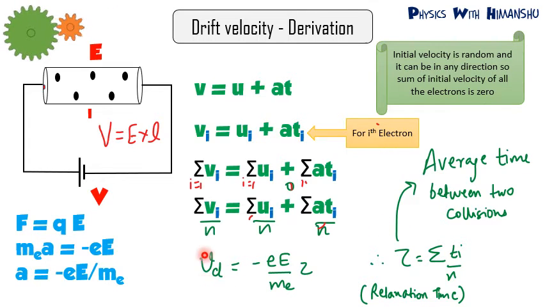So the formula for drift velocity is minus e, that is the charge of the electron, into E, that is the electric field, into tau, that is relaxation time, divided by me, that is the mass of the electron.